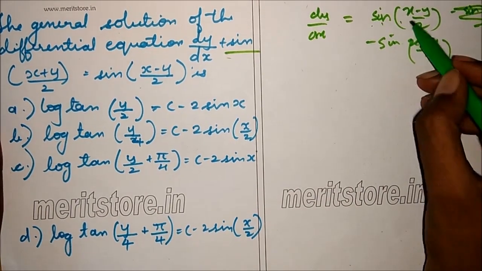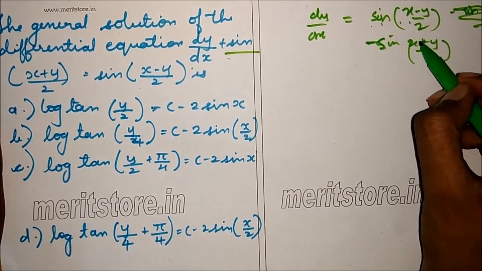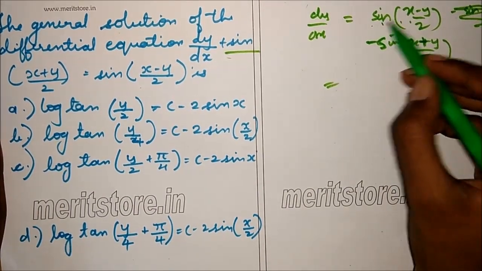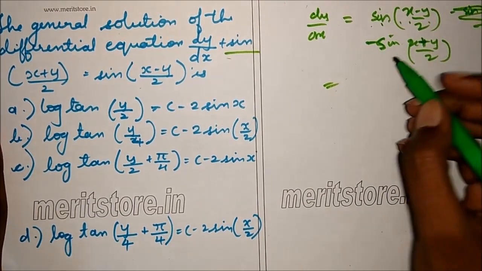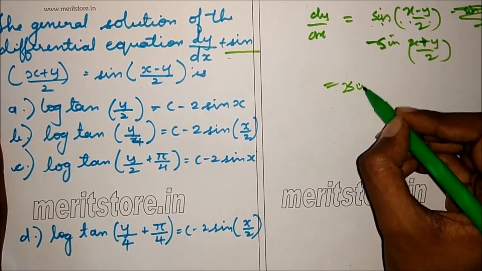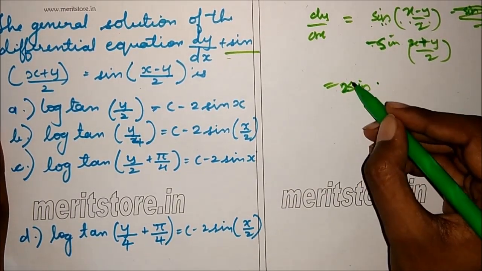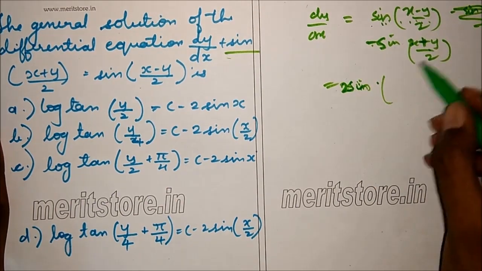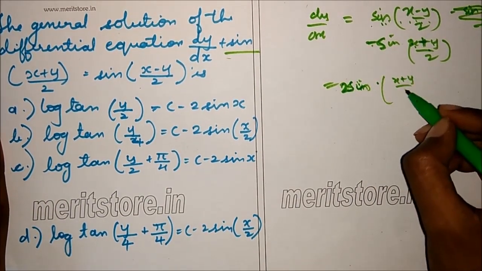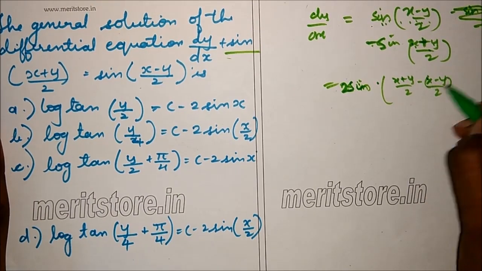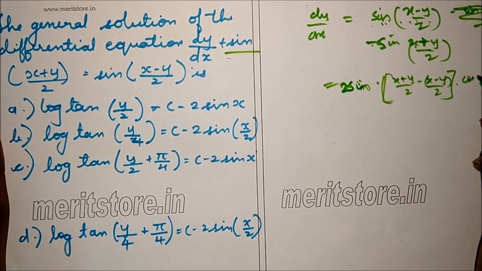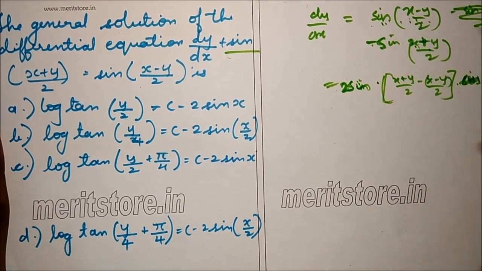So this is in the form of sine of a minus sine of b. The formula for this will be 2 into sine of (b minus a) by 2, into cos of (a plus b) by 2. This is the formula for sine a minus sine b. So the formula will be 2 sine of b minus a, that is (x plus y) by 2 minus (x minus y) by 2, into cos of a plus b, that is (x minus y) by 2 plus (x plus y) by 2.